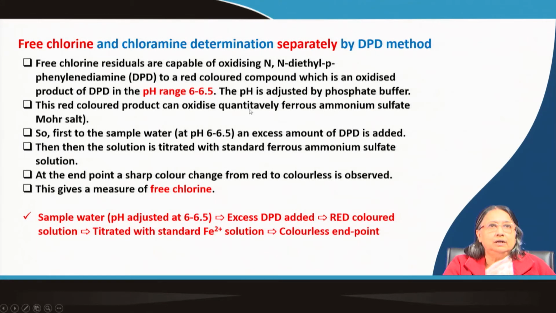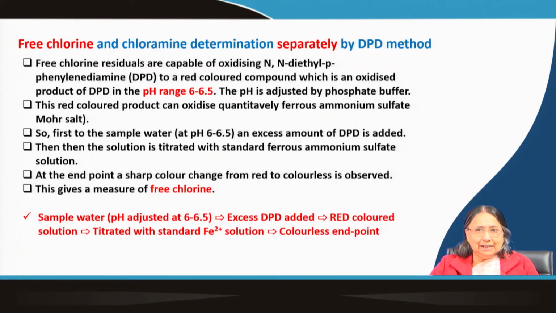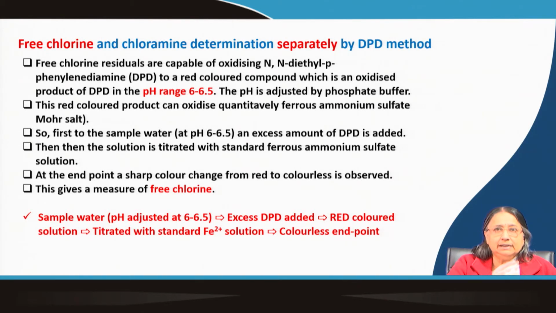So, first to sample water, an excess amount of DPD is added. So, how much DPD should be added in excess, but it will be quantitatively oxidized, right. How much chlorine is there, according to that it will be oxidized, and actually the reagent has to be added in excess. Then the solution is titrated with standard ferrous ammonium sulphate solution. At the end point, sharp color change from red to colorless is observed. Okay. This gives a measure of free chlorine. This is free chlorine, because only free chlorine at this condition can oxidize DPD to some red colored compound.